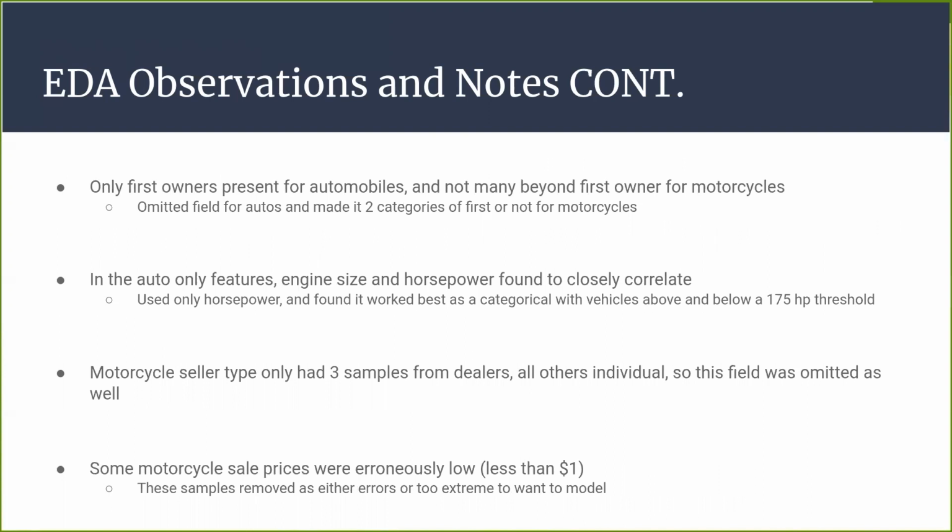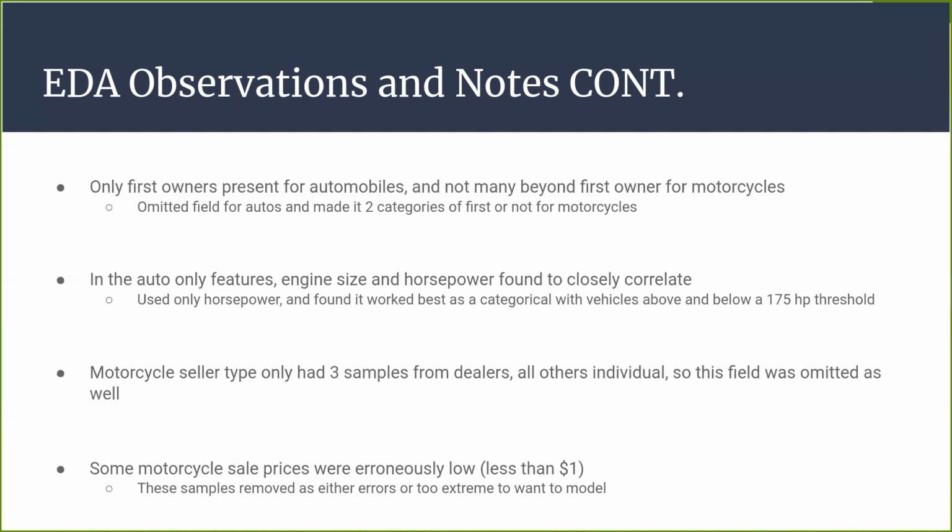Next, I also found that for the owner type in the automobile data set, there were only first owners, so there were no second or anything beyond that. So I went ahead and removed this from the automobile data set. And I also found that there were only a handful of samples from individuals later than the first owner for the motorcycle data set. So I made it 2 categories, either first or later than first.